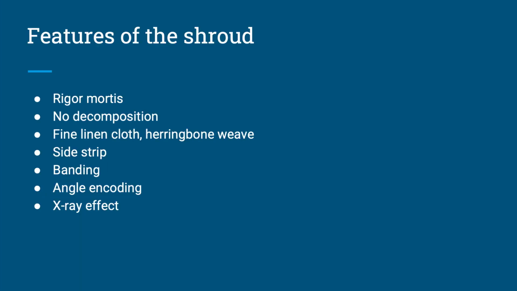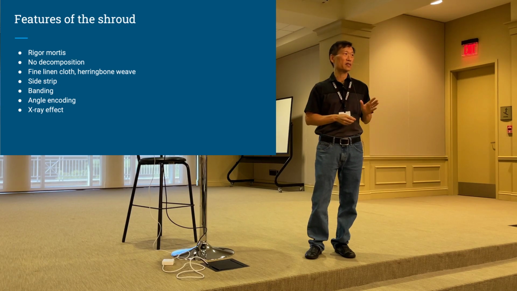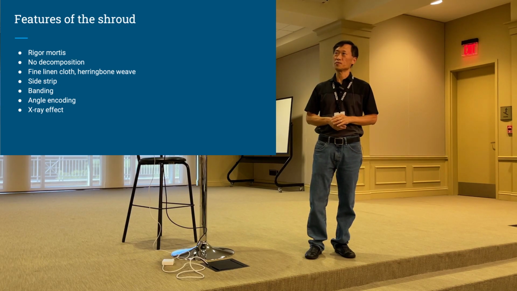The body is in a state of rigor mortis, and doctors can determine this by the shape of the muscle. All the muscles are rounded, nothing is flattened. There's no signs of any decomposition on the shroud. It is a fine linen cloth with a herringbone weave.